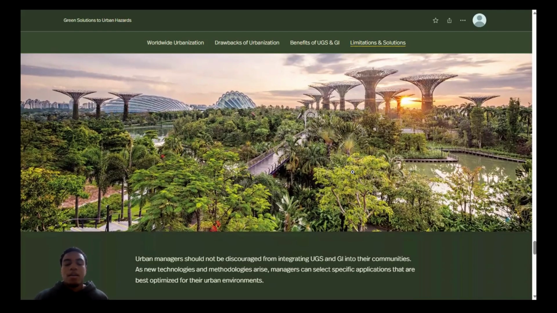So to tie it all together, I think there should be more research regarding urban greening and incorporating green infrastructure into our communities, as this is going to allow urban managers to have more access to technologies and methods that they can pick and choose that are best optimized for their urban environments.